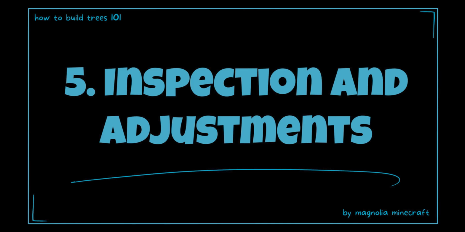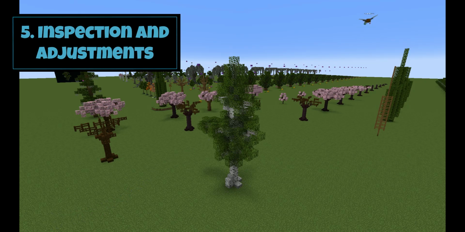So, we finished building. Or have we? Walk around. Fly around. Look at that tree from every possible angle and then some. Notice where the shape gets weird, where the leaves are wonky, where the branches poke out or where they're covered. Then make adjustments accordingly. Use those reference pictures.